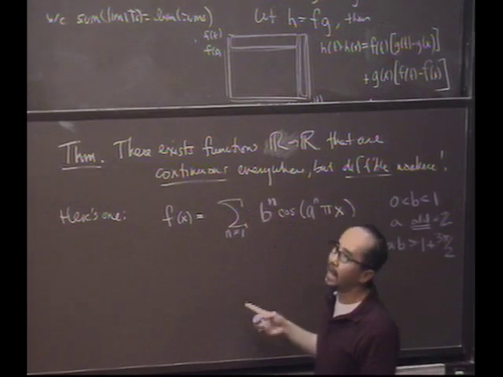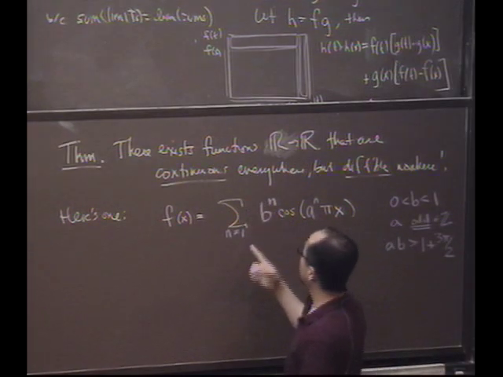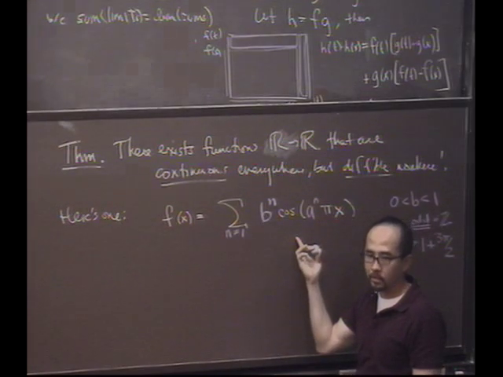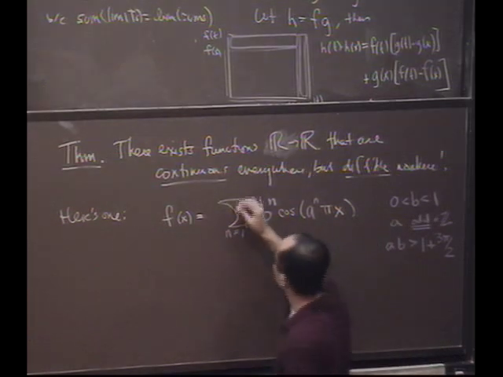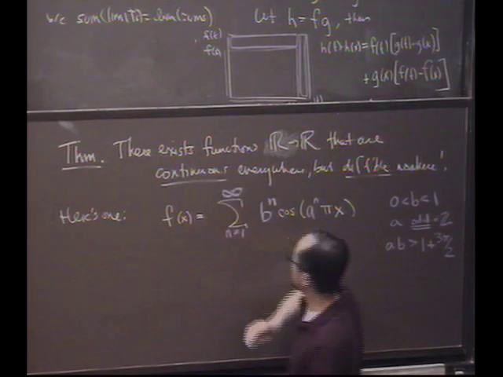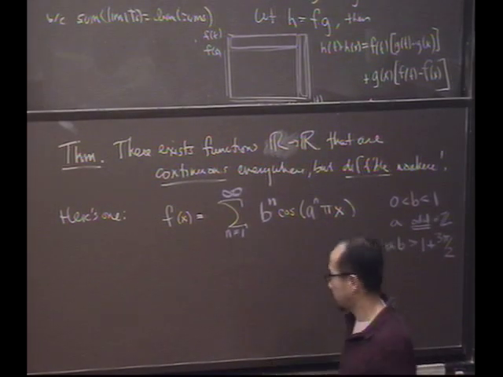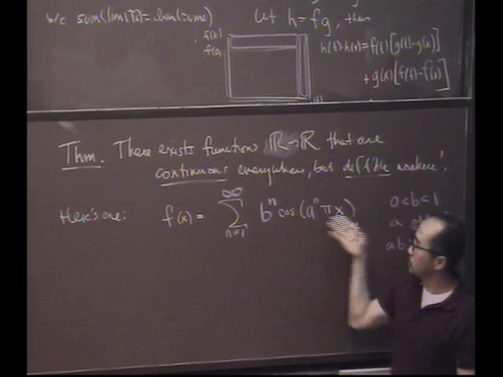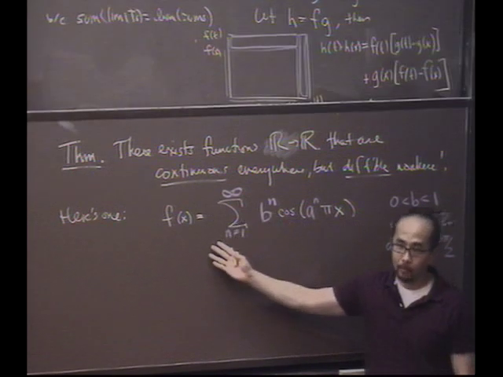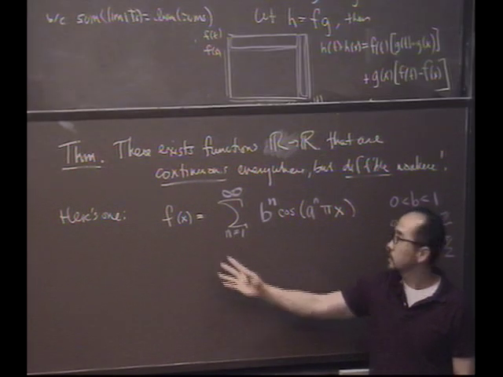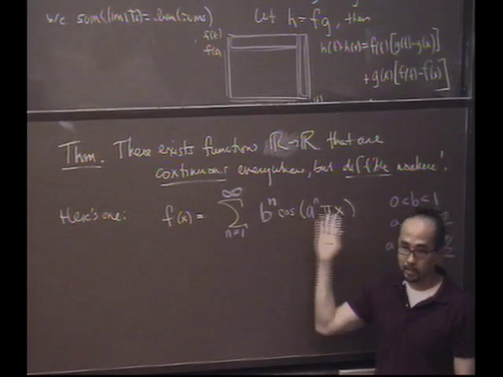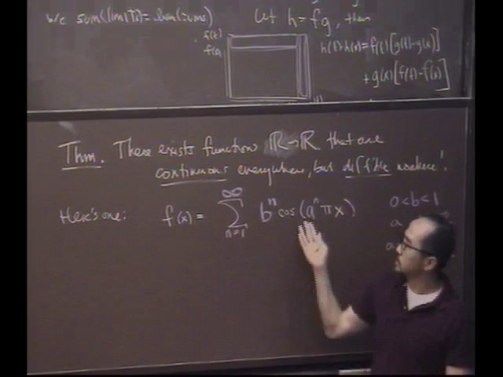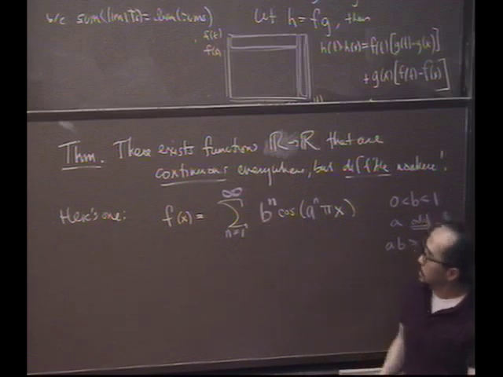How many of them should I add? If I add only finitely many of them, this is just a sum of continuous functions, which is continuous, right? So here's the big kicker that makes this way more interesting. It's an infinite sum. Pointwise, this is a series. But as a collection of functions, it's an infinite sum of a bunch of functions.